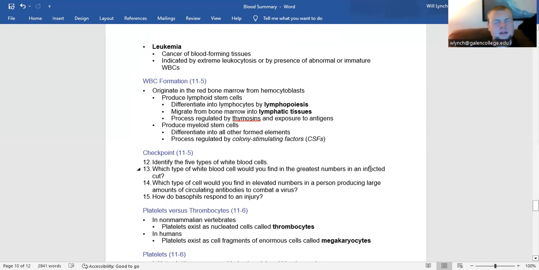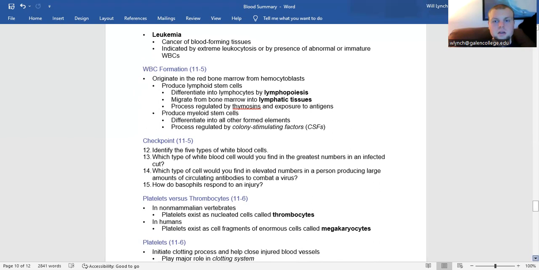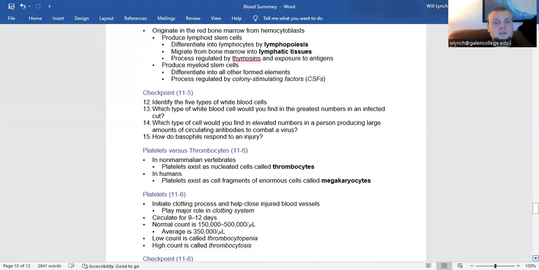So we identified the types of white blood cells. We had neutrophil, basophil, eosinophil, monocyte, and lymphocyte. What type of white blood cell would you find in the greatest numbers in an infected cut? In an infected cut, you would find neutrophils to be at the greatest number. They are the most abundant white blood cell and also the first responder.